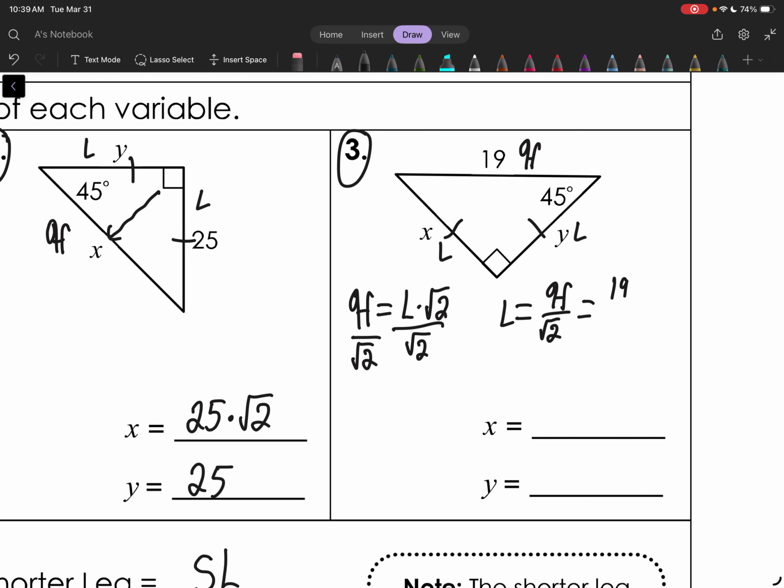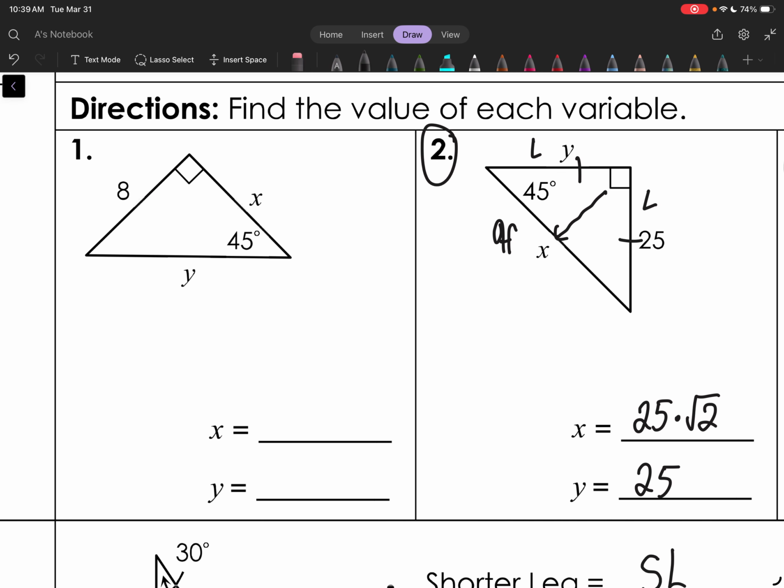This is 19 over the square root of 2. I need to get this radical out of the denominator, so to rationalize, times square root of 2 over square root of 2. This gives me 19 square root 2 on top and 2 on the bottom. That is my answer for the leg, which is both X and Y. Try number 1.